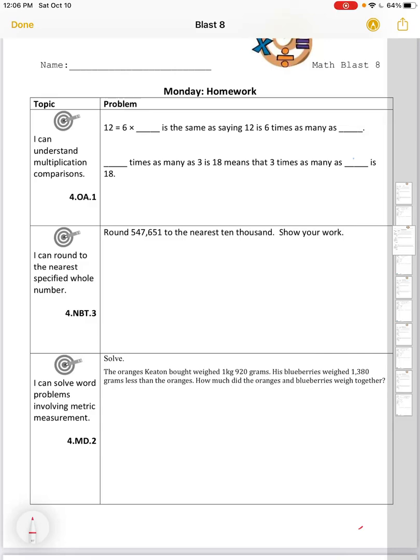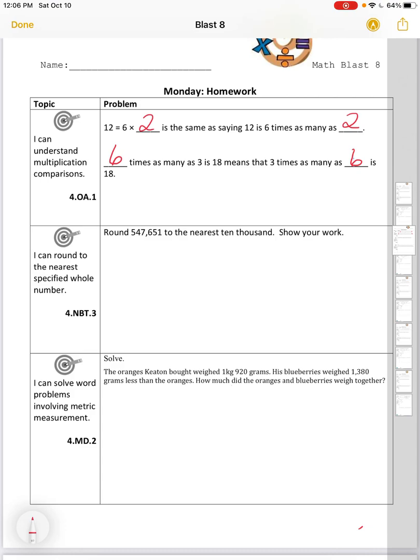Math Blast 8. I can understand multiplication comparisons. 12 equals 6 times 2 is the same as saying 12 is 6 times as many as 2. Blank times as many as 3 is 18. Well, I know 6 groups of 3 is 18. So we'll say 6 times as many as 3 is 18 means that 3 times as many as 6 is 18.